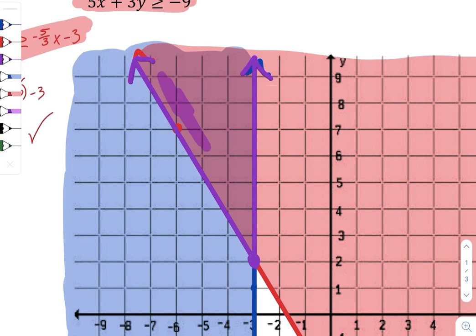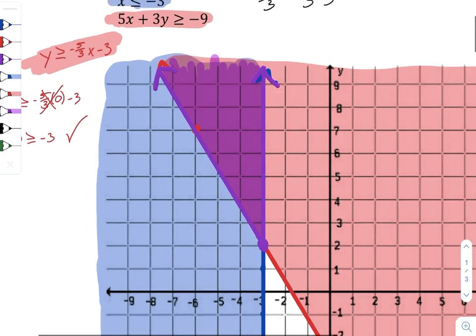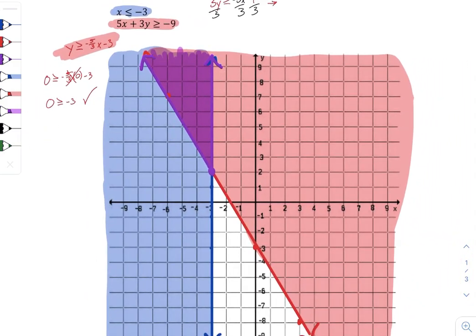So our solution area is here. Anywhere in this area is going to be a solution to this system of inequalities. It will make all the inequalities in the system true. And of course, this little piece would just keep going on forever if our graph was any bigger. And that's all there is to it.